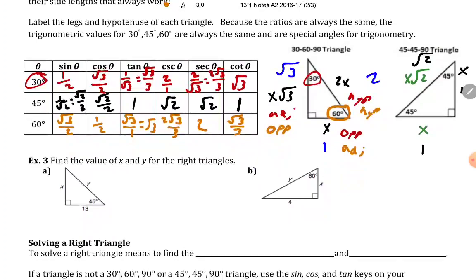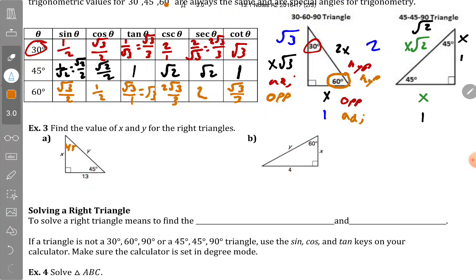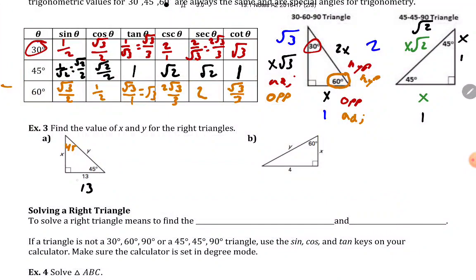So if you memorize this chart, it'll make things quicker. But let's take a look at some of these examples. Opposite of the 45 degree angles are the same. So if this is 13, then this is 13. And this is 13 times the square root of 2.